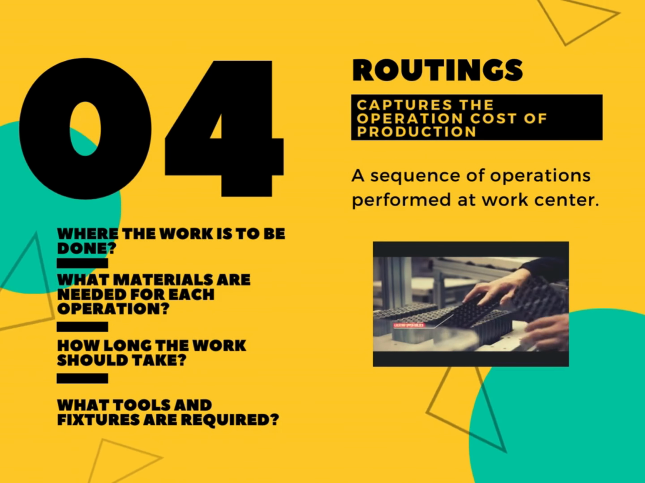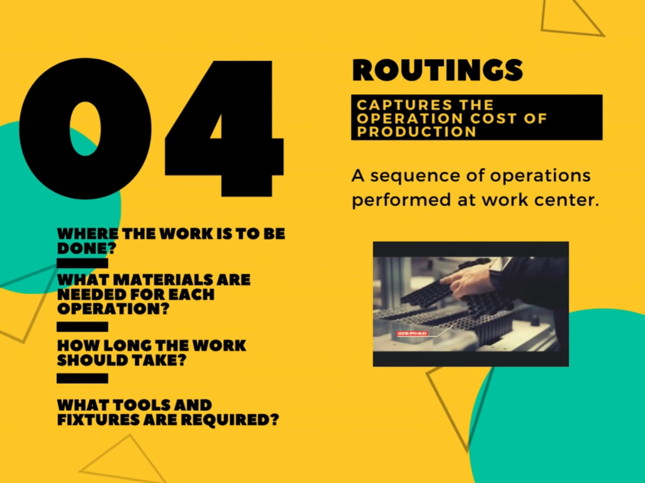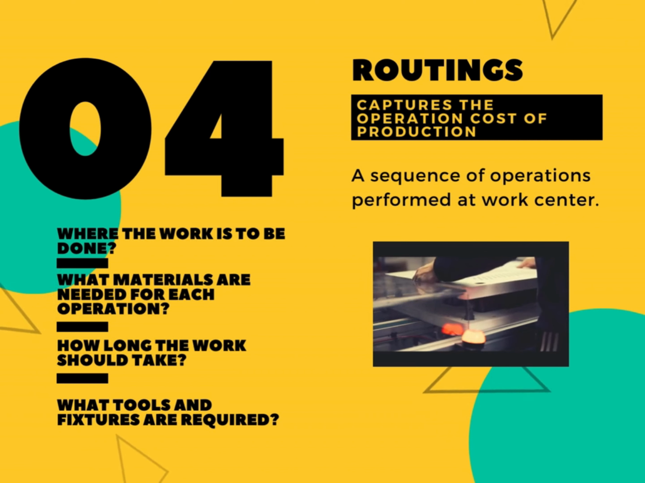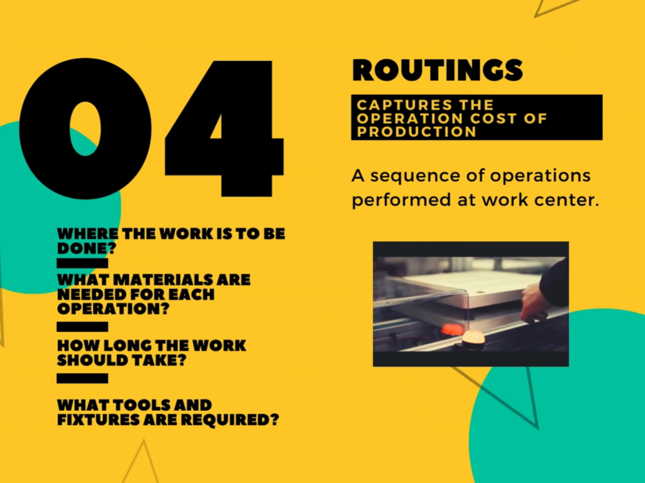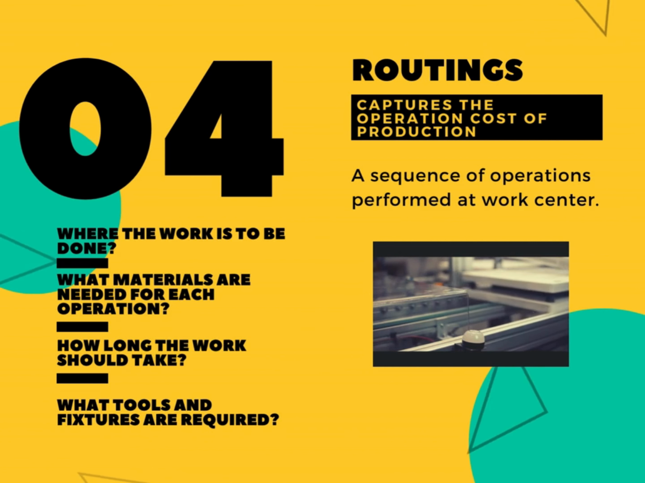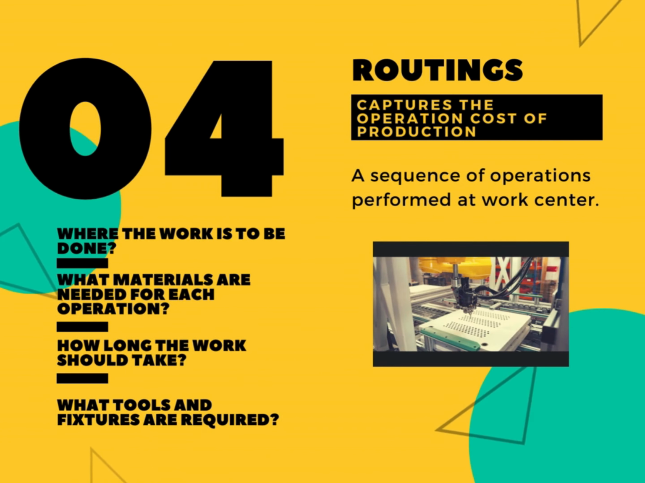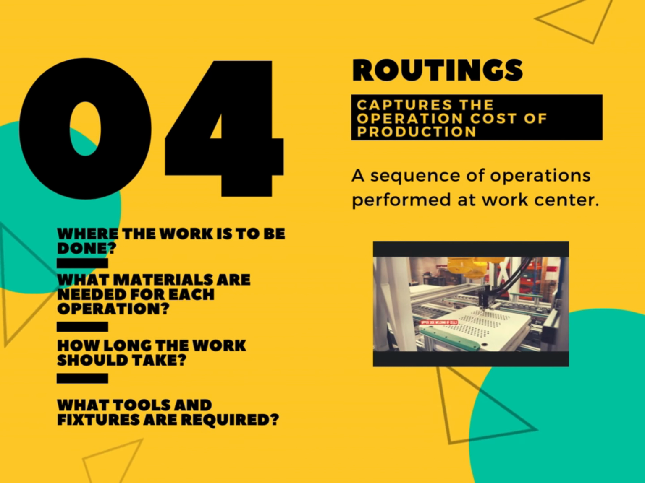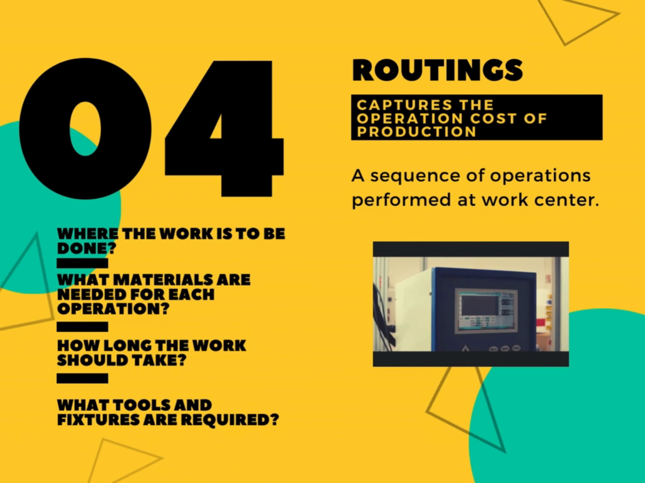Then, we have routing. Think of it as the step-by-step guide to putting on the show at the work center. It tells us how much time we need on the machines and the labor involved. Routings are our scheduling master data, and while the bill of materials tracks material costs, routings focus on capturing the operational costs of production.